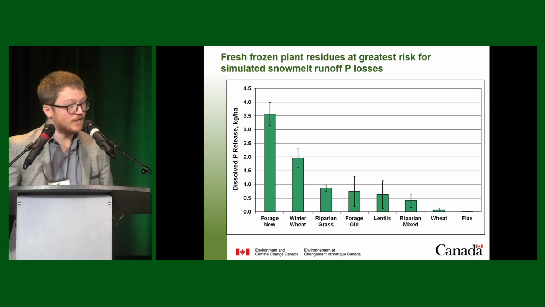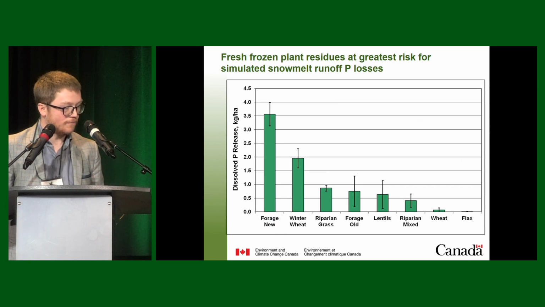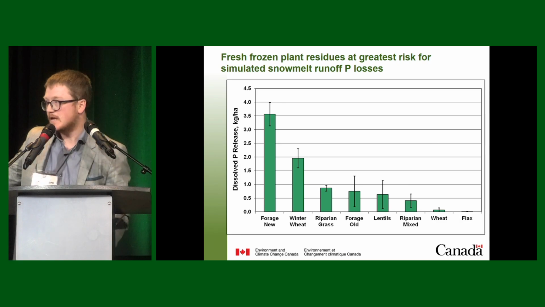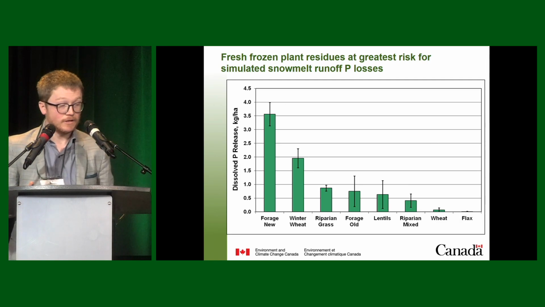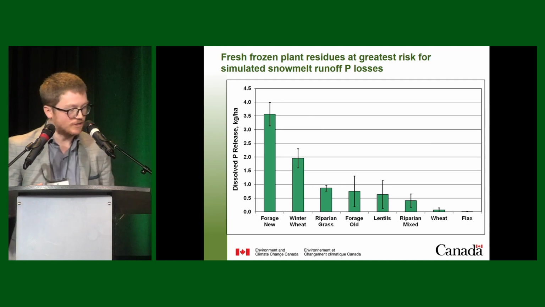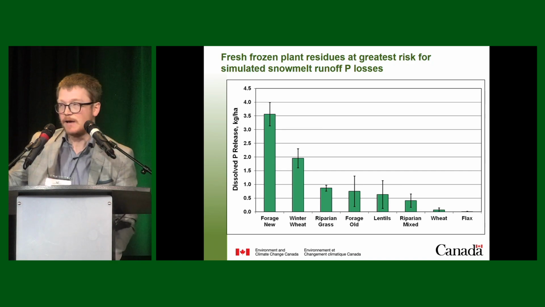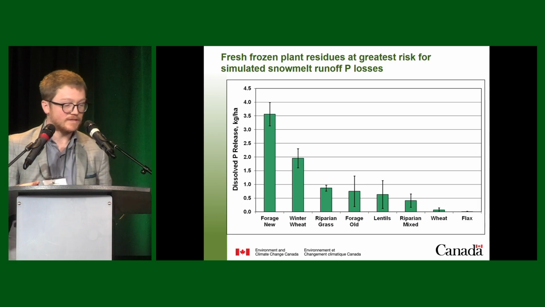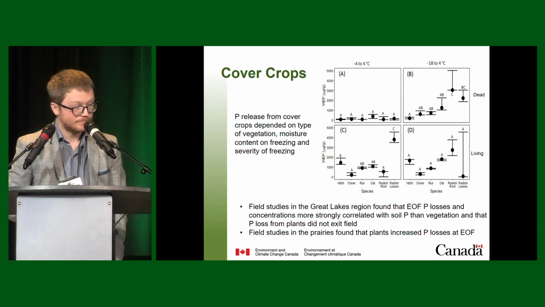What we are reporting here is the dissolved phosphorus release in kilograms per hectare according to different crop species. And very clearly you can see the forage or winter cereals make a significantly higher contribution of dissolved phosphorus release, and we see it going down, whereby we see, as an example, for wheat or flax, relatively minimal contribution.